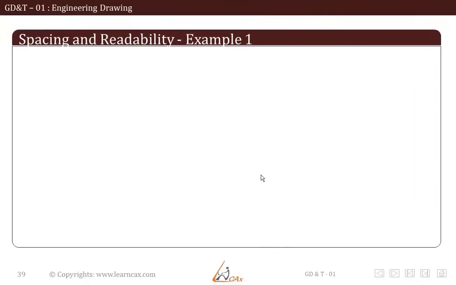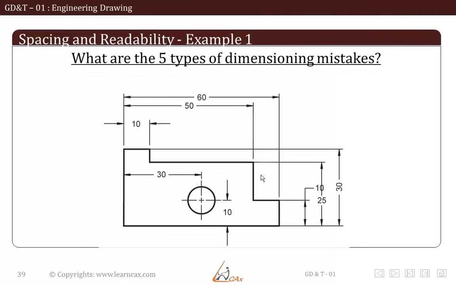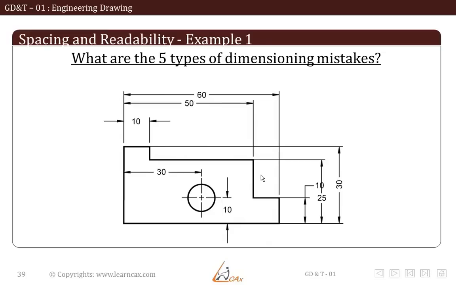Now let us see some examples. Here we have a drawing which is dimensioned, and I am giving you a hint that there are 5 types of mistakes. Let's see if you can find them all. I hope you must have found all of the 5 dimension mistakes.